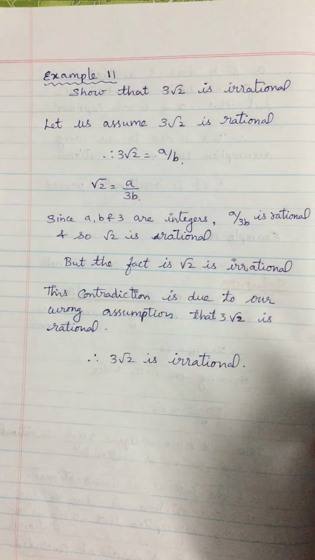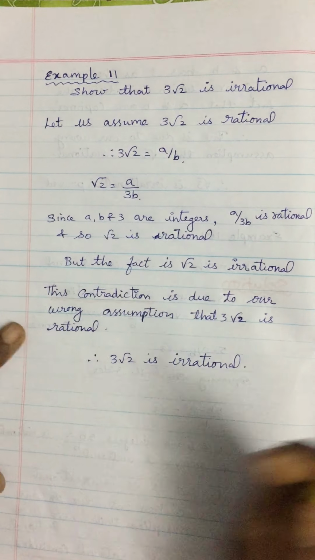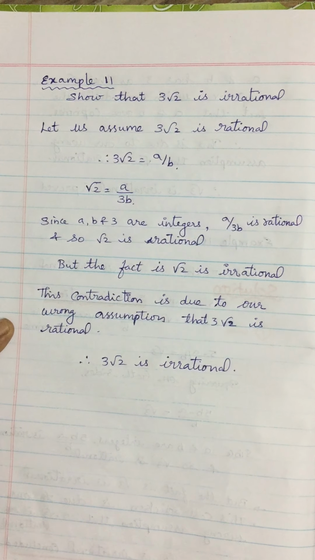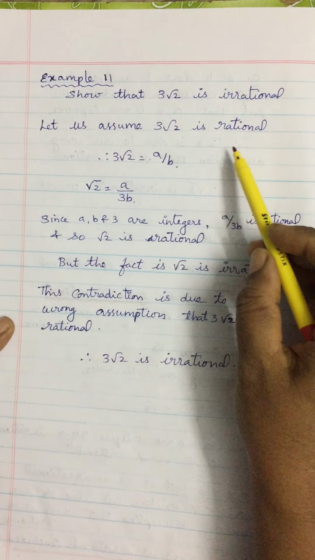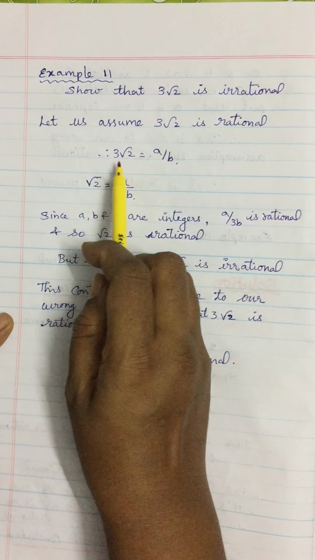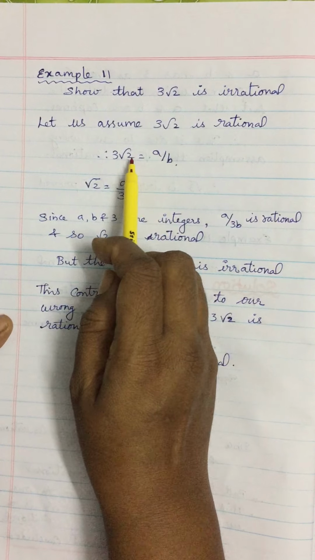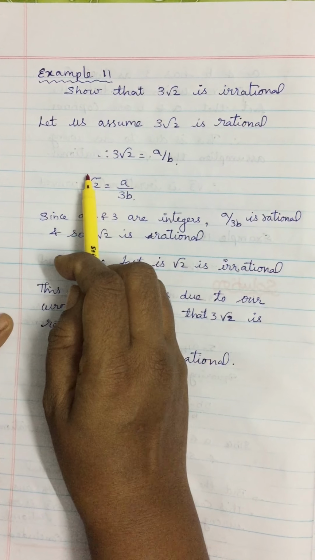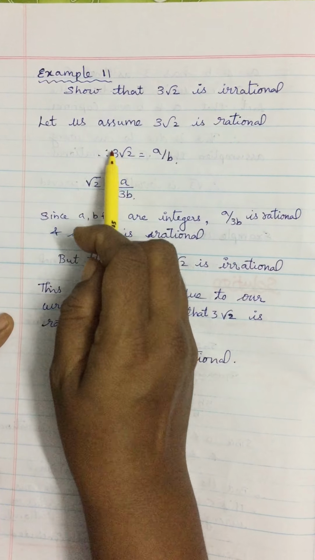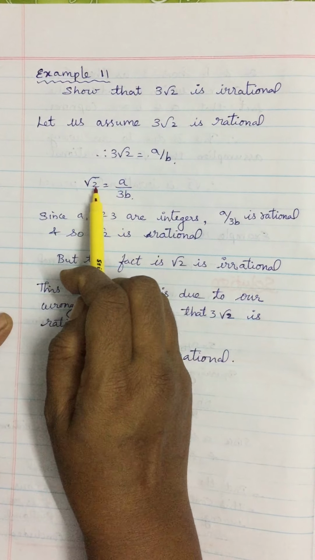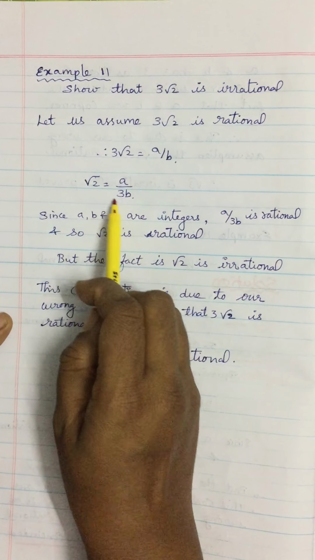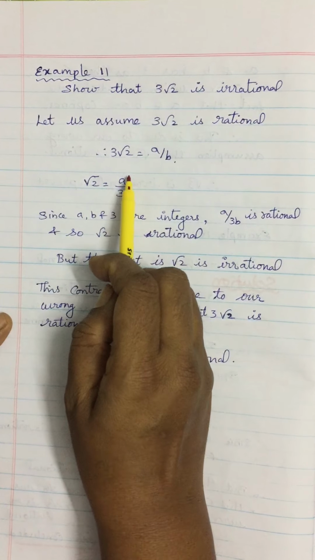And then coming to example 11, show that 3 root 2 is irrational. Again the same procedure, I am assuming 3 root 2 is rational first, and then I am equating that to a by b. So after equating, I am retaining root 2 on one side and taking all the integers to the other side. So root 2 is equal to, 3 will come to the denominator, root 2 is equal to a by 3b.